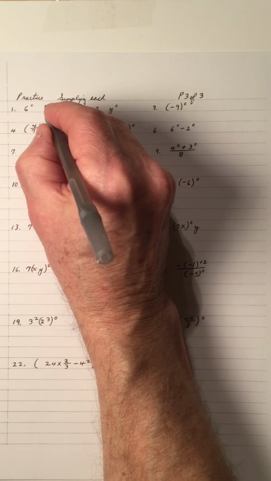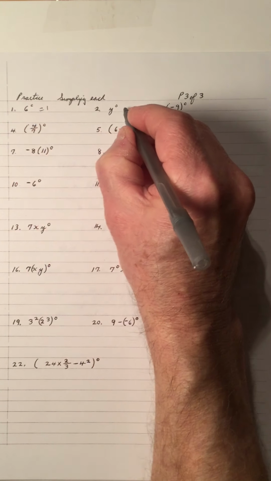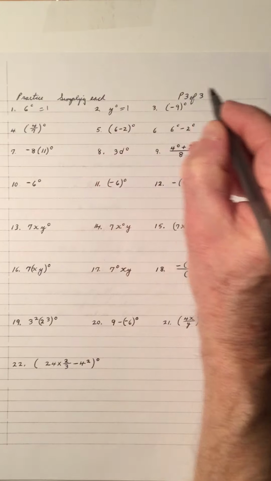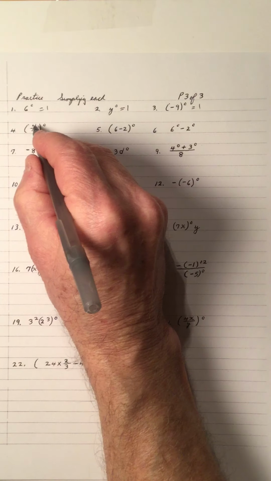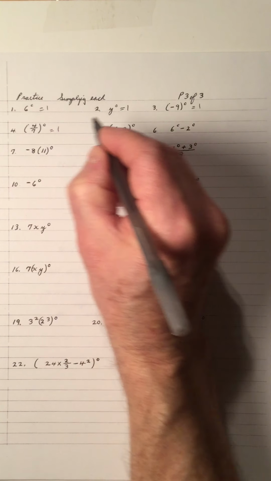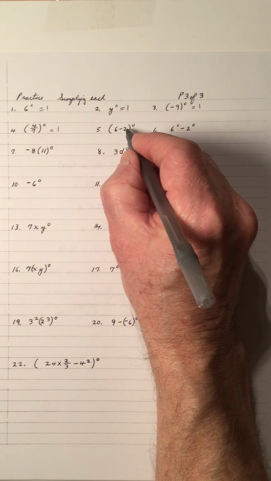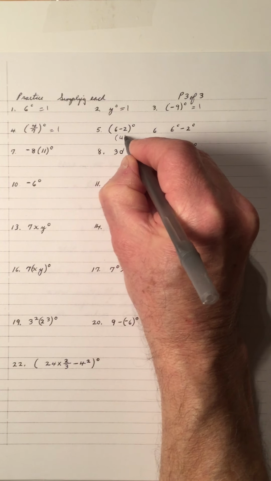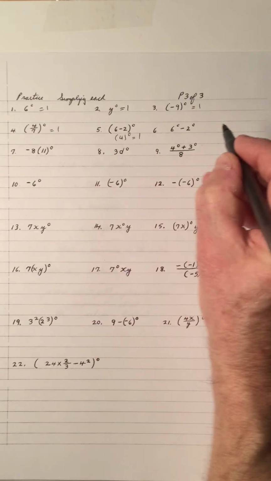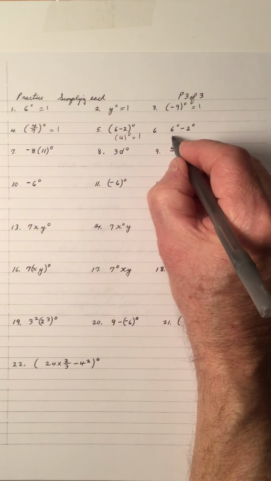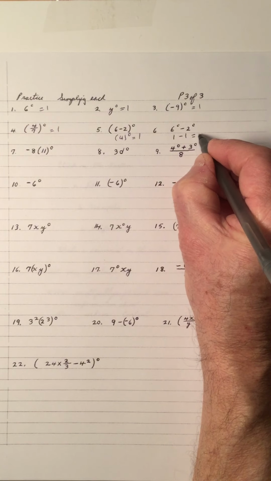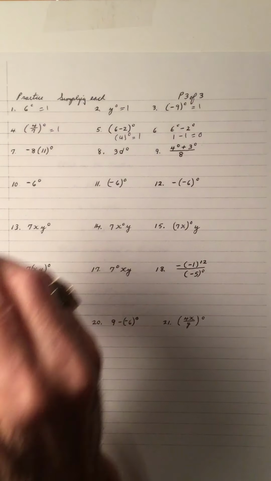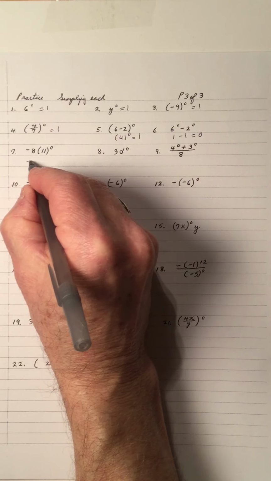Here we go. 6 to the 0 is 1. Y to the 0 is 1. Negative 9 all to the 0 is 1. 4 over 7 to the 0 is 1. 6 subtract 2 is 4. The 0 power is 1. 6 to the 0 is 1. 2 to the 0 is 1. 1 minus 1 is 0. Notice the 0 is with the 8 only, so it's a negative 1.